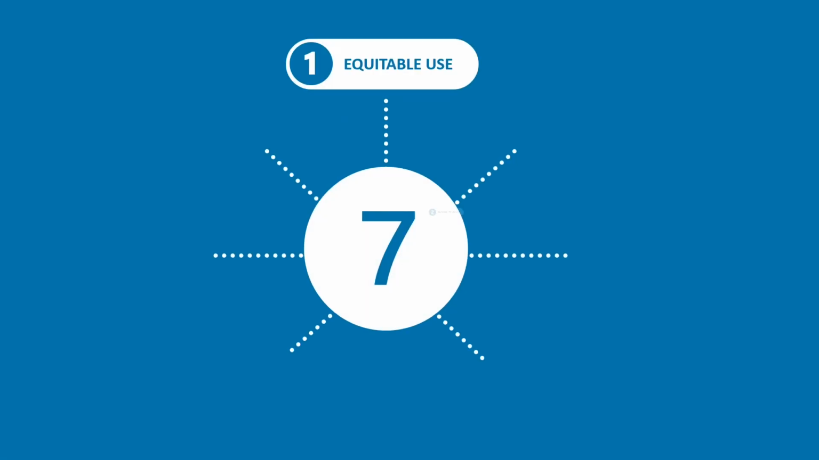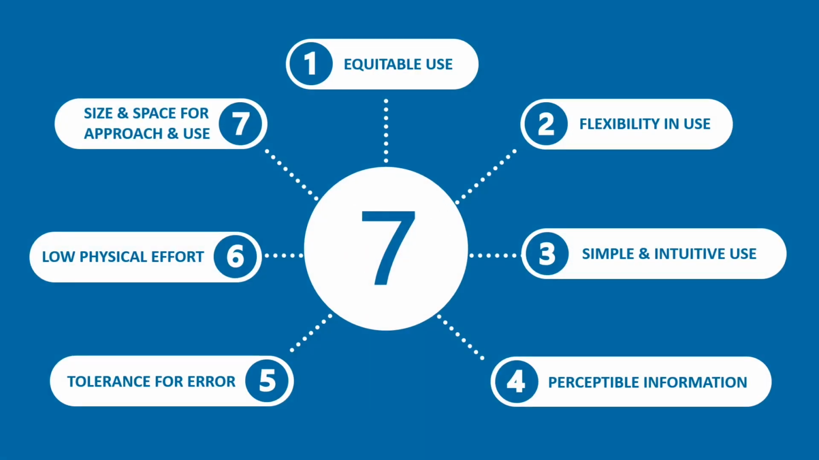There are 7 principles in total, which include equitable use, flexibility in use, simple and intuitive use, perceptible information, tolerance for error, low physical effort, and size and space for approach and use. There's many different ways in which we can apply each of these principles to our transportation infrastructure.